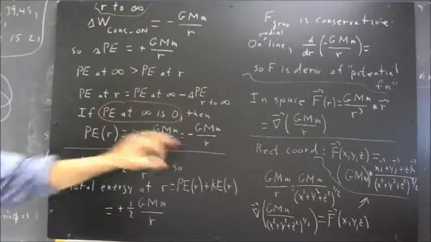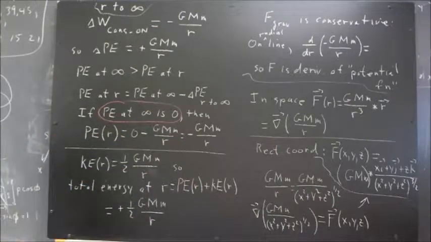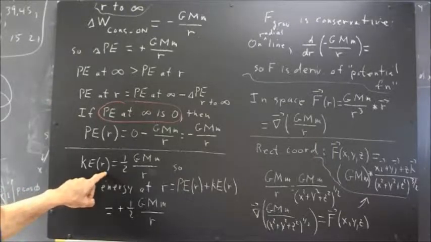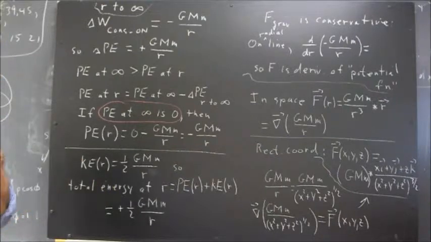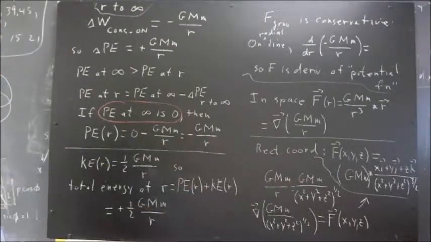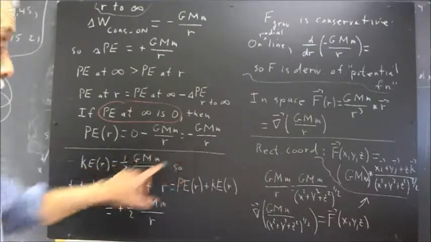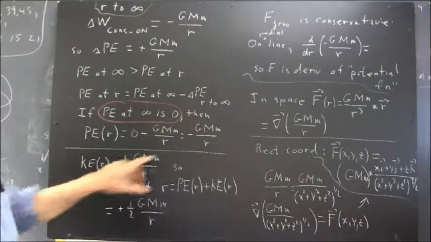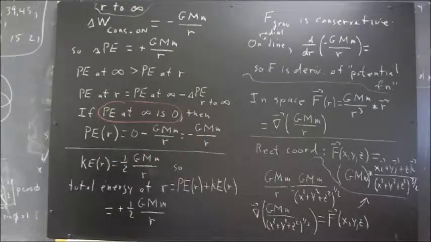This means that with this convention, very conveniently, we've already figured out that the kinetic energy of a circular orbit at distance r is this. How does this compare to this? Well, it's just half of this if you ignore the negative sign. So the kinetic energy has half the magnitude of the potential energy.